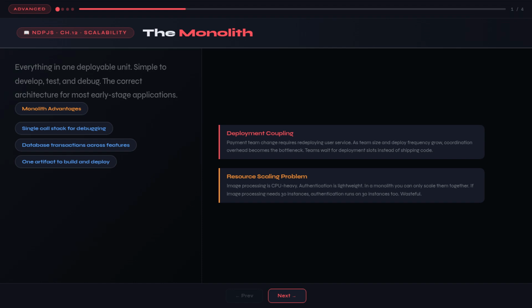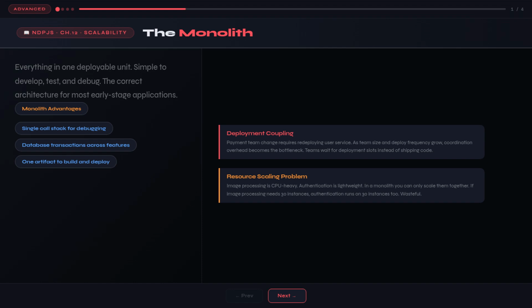The monolith has real advantages that are easy to overlook in the rush to microservices. Development is simple: change code, run the app, see the result. Deployment is simple: build one artifact, deploy one thing. Debugging is simple: errors have a single call stack that crosses all the functionality you need to trace. Transactions are simple: a database call in one function and a database call in another function can participate in the same transaction because they share the same database connection.